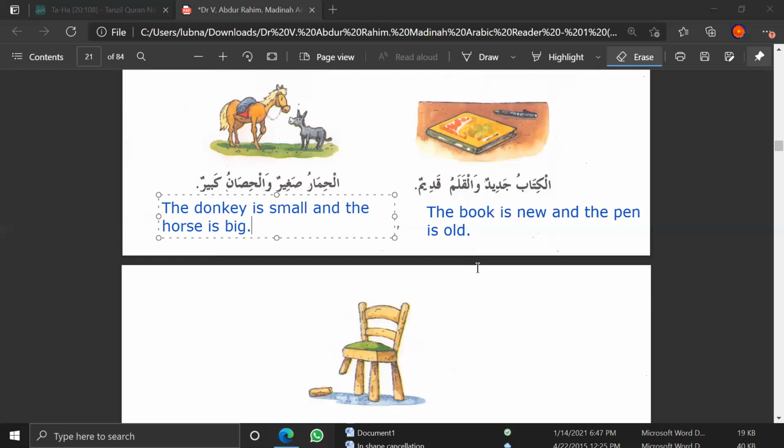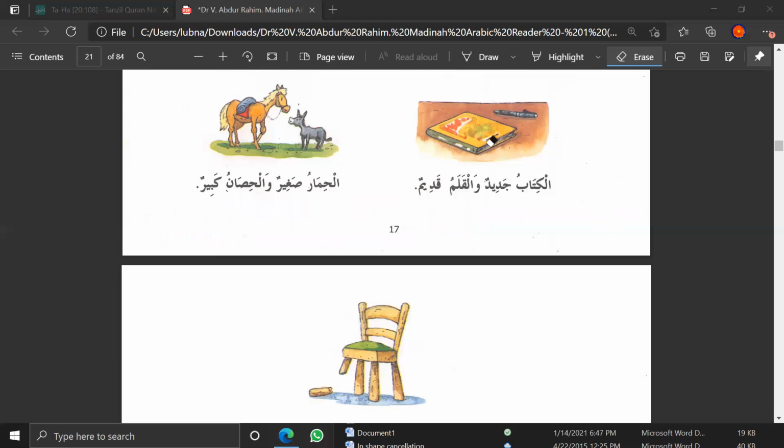MashaAllah. What about this sentence? The proper ones are al-himaru and wal-hisanu, and the common ones are saghirun and kabirun. Shabash. Awesome. MashaAllah. So we learned page 17, and now we are going to go to page 18 of lesson number 3.